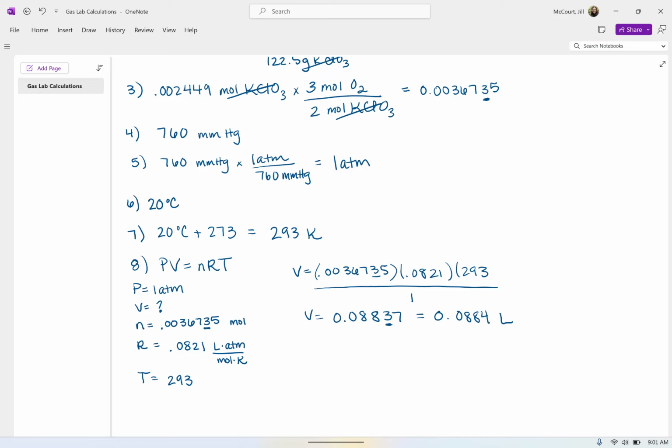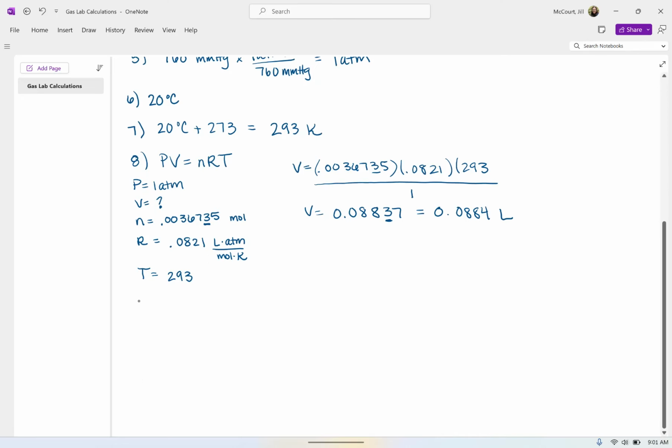And then for question 9, I'm asked to convert that to milliliters. Remember that 1 liter is 1,000 milliliters. So we want to make sure that we aren't forgetting how to do unit conversions. And so then my answer is 88.4 milliliters.